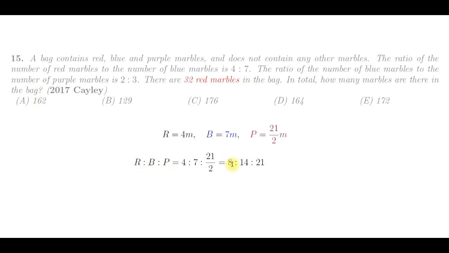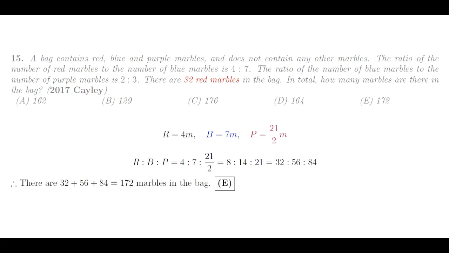I know that in the smallest grouping that we could have, there's going to be 8 reds, 14 blues, 21 purples. So I'm going to have to multiply 8 by 4 to get me up to that 32. I have to do the same thing for the other ones, and I get my three numbers. This is going to be the actual numbers of each type of marble, and then I can just add them up and get my answer.